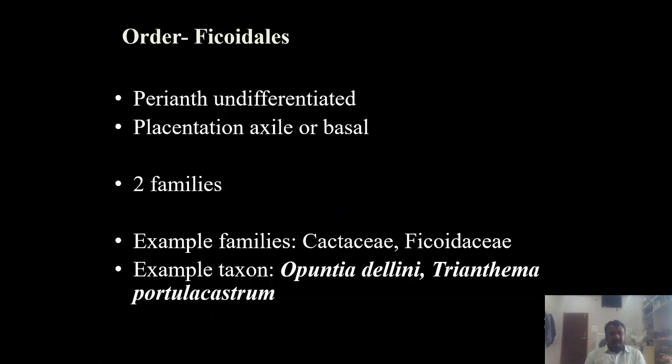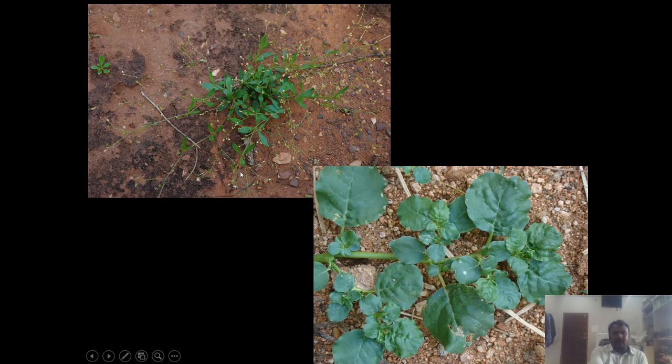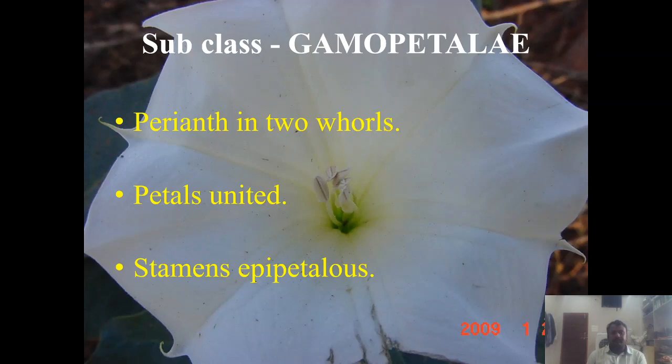Under Ficoidales, perianth undifferentiated. There are no petals and no sepals. It looks like one whorl in some of the families; it is single whorled. Placentation is axile or basal. 2 families were identified: one is Cactaceae and the other one is Ficoidaceae. Opuntia dillenii and Trianthema portulacastrum are the best examples. You can see this is Mollugo pentaphylla and then Trianthema portulacastrum. With this, subclass Polypetalae is over.